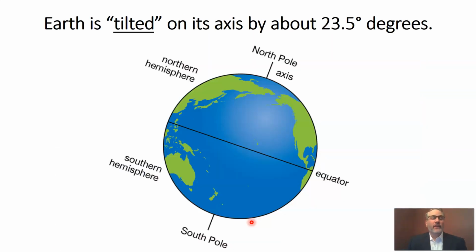Okay, so the last thing that I want to talk to you about today is the fact that Earth is tilted on its axis. In all the pictures I've shown you till now, I've shown the Earth being straight up and down, but Earth is tilted on its axis. It's the last thing I want you to keep in mind for today.